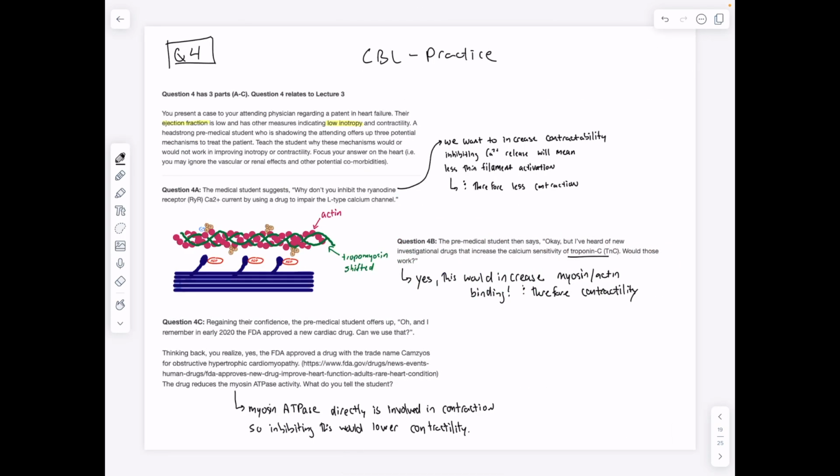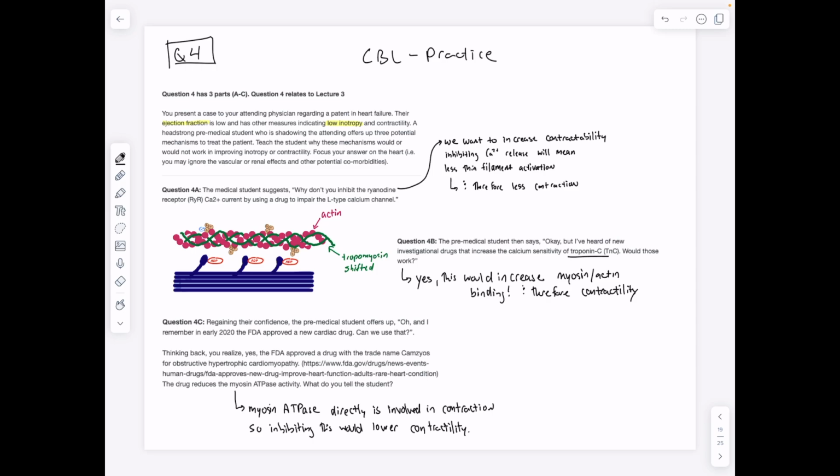All right, so we have a couple questions. Then we'll take a break. You have to present a case to your attending physician regarding a patient with heart failure. The ejection fraction is low, and other methods, including low inotropy and contractility. Those are supposed to be interchangeable words. A headstrong pre-med student who's shadowing the attending offers up 3 potential mechanisms to treat the patient. Explain to the student why these mechanisms would or would not work in improving inotropy or contractility. Focus your answer on the heart.